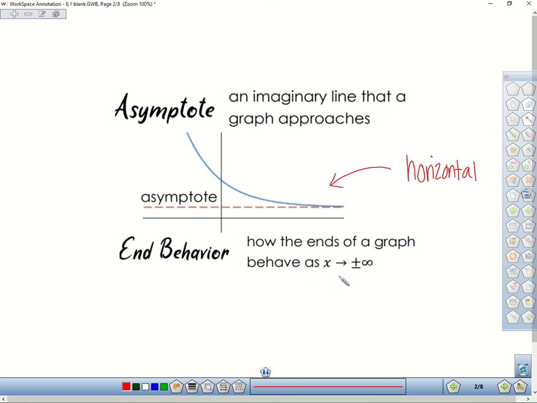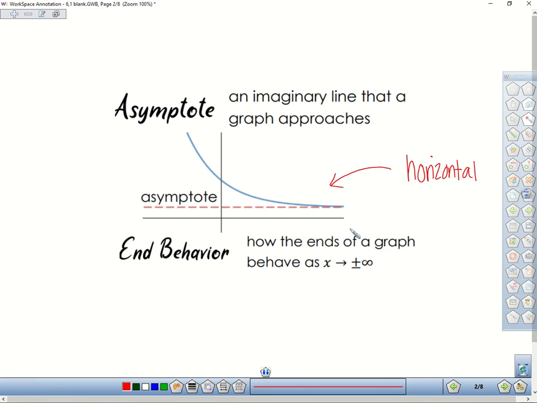And the end behavior is how the ends of the graph behave. So basically, as we go to x in the negative direction, as we go to x in the positive direction, what is the function doing? Is it stopping at one point? Is it going to negative infinity? Is it going to positive infinity? That is going to be things that we need to figure out about our graph.